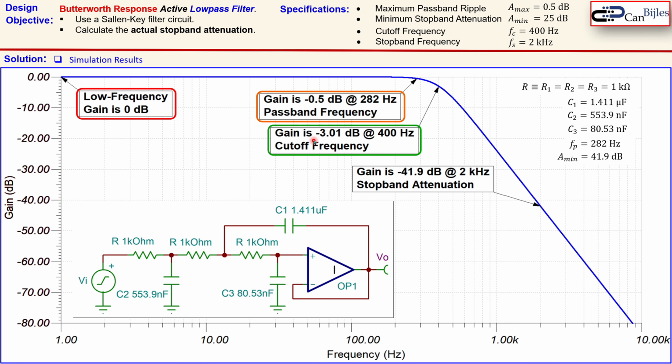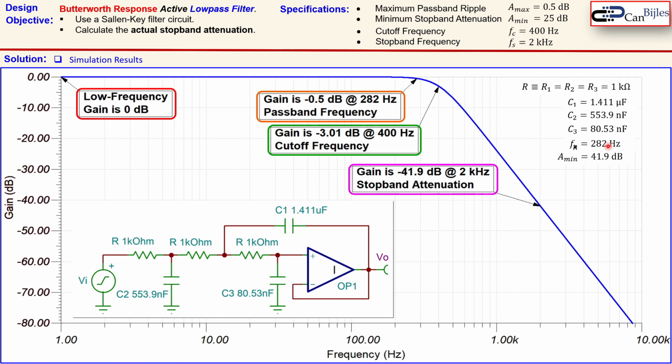The gain is minus 3.01 dB at 400 Hertz. That means from this baseline of 0 dB, we go down by 3.01 dB, which is the characteristic of a cutoff frequency. And the final label is the gain, which is minus 41.9 dB at 2 kHz. We hit a little bit larger, of course this is depending on the rounding errors. So this is the stop band attenuation at that frequency.